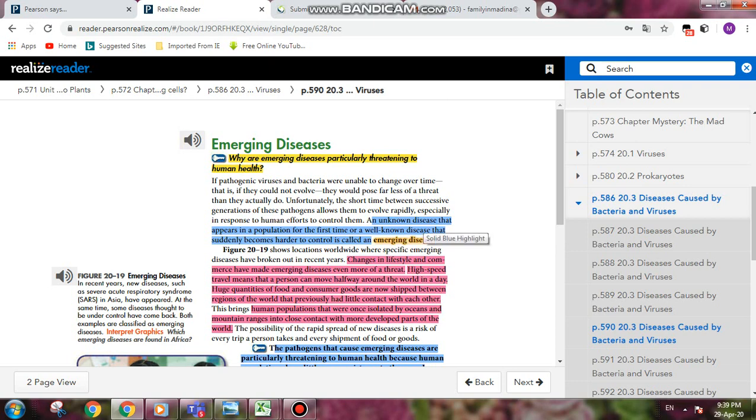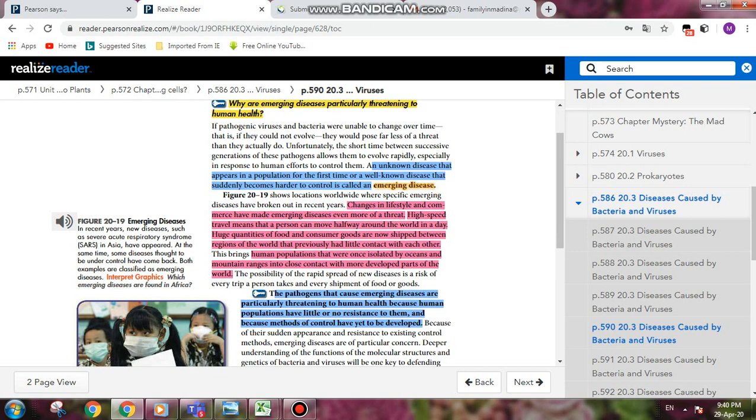It is an unknown disease, a new disease that comes up or appears in a population for the first time, like corona and COVID here. Or it is a well-known disease that suddenly becomes harder to control, meaning a bacteria or a virus that we knew before but now it became harder, it evolved. How do they evolve? By mutations. They become harder to control.